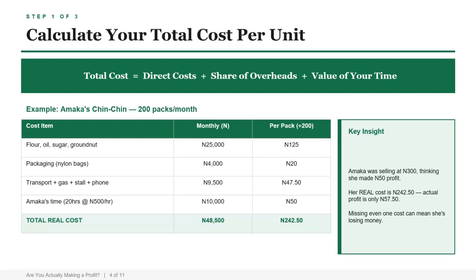Total real cost is monthly 48,500 naira. The cost on the pack is about 242 naira 50 kobo. Amaka was selling at 300 naira, thinking she made a profit of 50 naira. But our real cost is 242 naira 50 kobo. Our actual profit is what you get when you deduct 242 naira 50 kobo from 300 naira. What is left for you is 57 naira 50 kobo. Missing even one cost can mean she's losing money. So the actual profit here is about 57 naira 50 kobo.